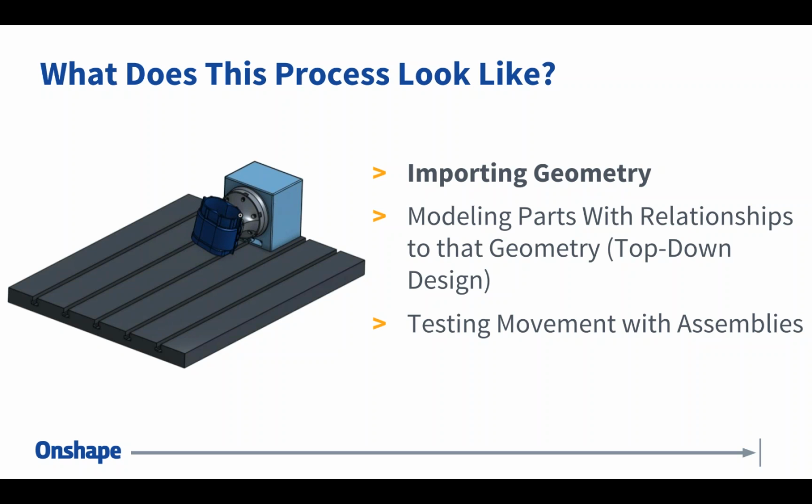But even in scenarios where the tool is moving and the part isn't, you want to make sure that you have the appropriate clearances and so on. So again, importing geometry, modeling parts with relationships to that geometry, and then testing the movement and the assemblies. Now, one last thing that I want to mention, it's particularly important if you do generate bills of materials, for example, of your fixtures, is assembling it as well.